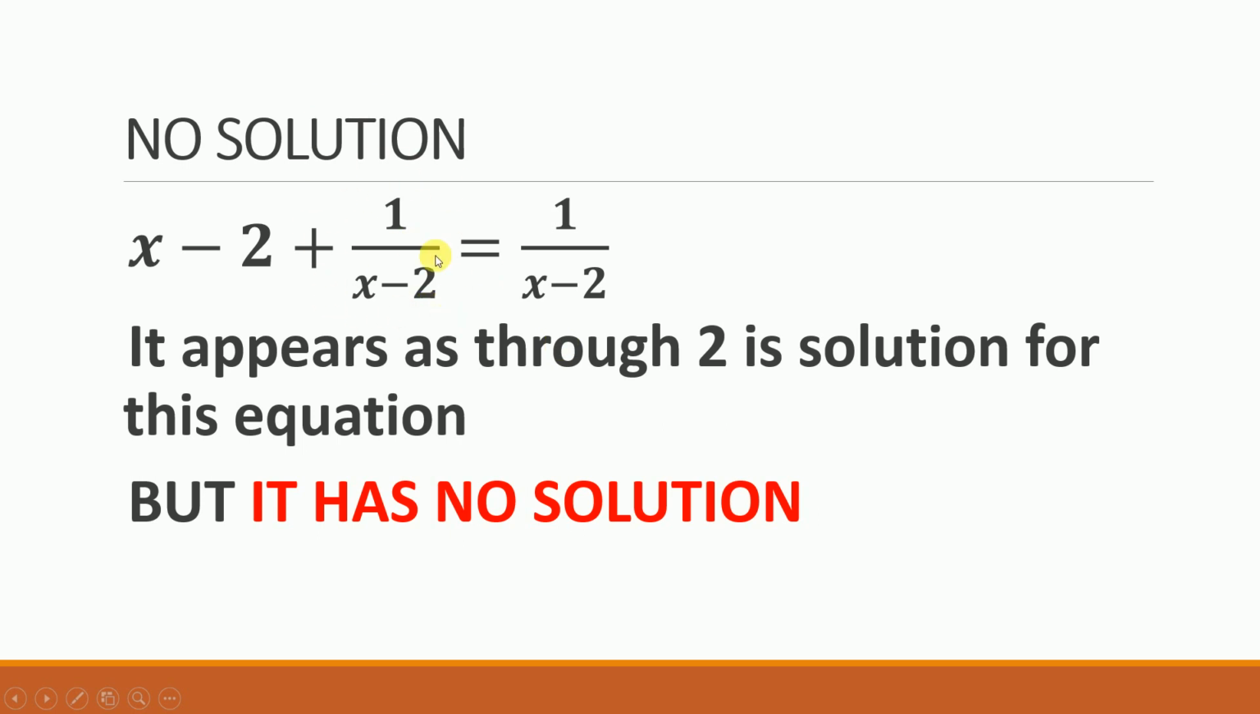It tends to infinity. We cannot cancel. 1 by x minus 2 is infinity, and 1 by x minus 2 is again infinity. Infinity minus infinity, we can't say it is 0. It will come in the last part. What is infinity minus infinity? Whatever it may be, for this situation, we say that this equation has no solution.